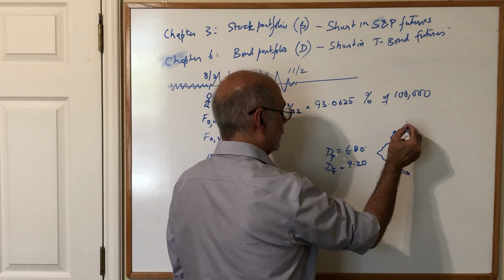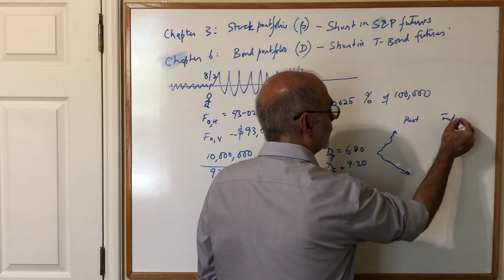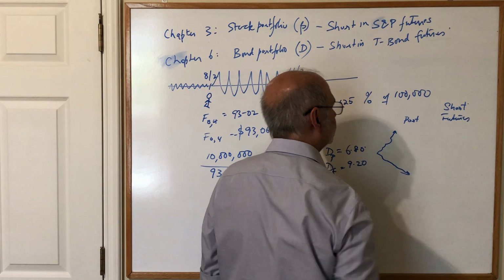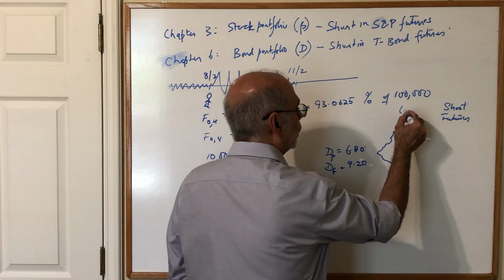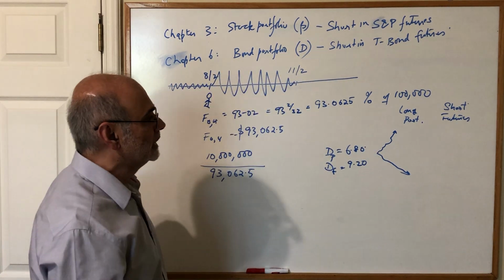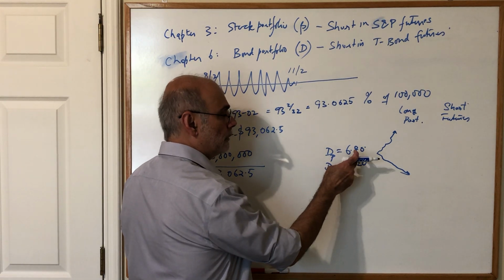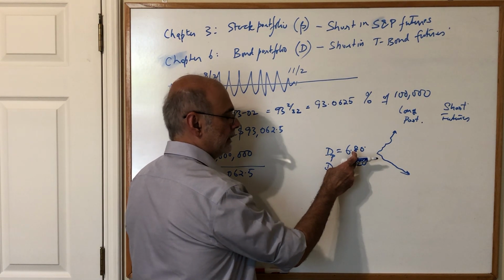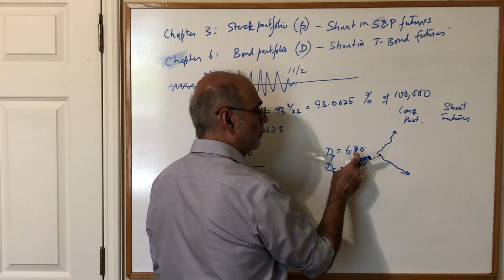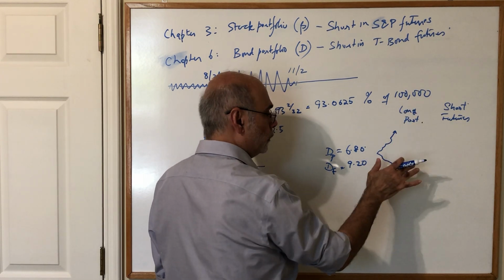Okay, now let's look at the portfolio and let's look at the futures. So this is the short futures contract. And this is the long portfolio position. Okay? So the duration of the portfolio is 6.8. If interest rates go up, how does your portfolio perform? Right? If interest rates go up, all portfolios drop in value.